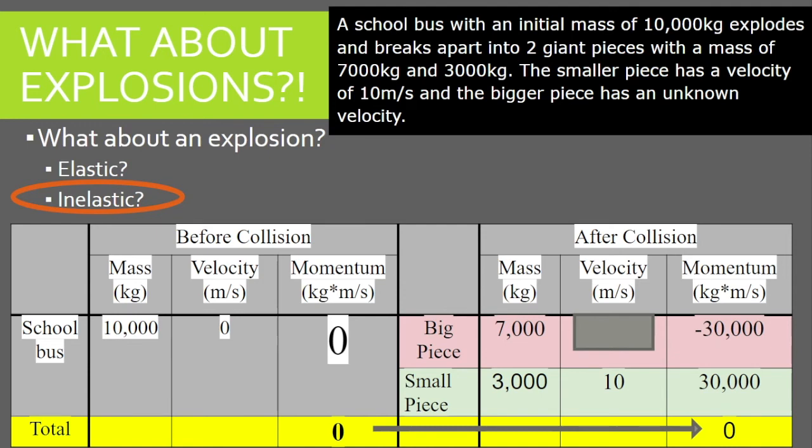Now that we know the big piece's momentum, we can solve for velocity by taking the momentum, negative 30,000, and dividing it by 7,000. We find out that the velocity of the big piece should be about negative 4.3 meters per second. This is just telling us that the big piece is moving to the left at a slower velocity, and the small piece is moving to the right with a faster velocity.